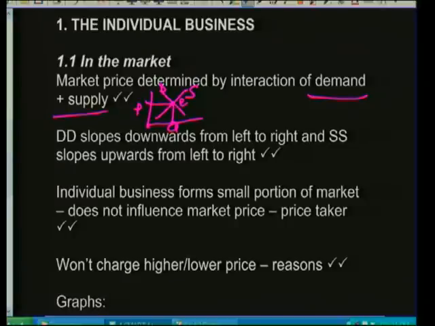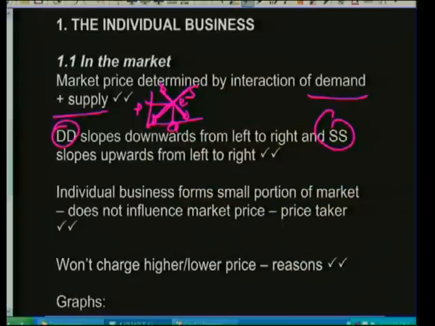So when you refer to something like DD, you actually have to draw a graph and indicate what is this DD that you are referring to. So DD, or the demand curve, slopes downward, as you can see on the graph, from the top left to the right bottom. And the supply curve, SS, slopes upward from the left to the right. The reason why the demand curve slopes downward from the top left to the right bottom is because at a high price, more will be demanded, and at a low price, less will be demanded.